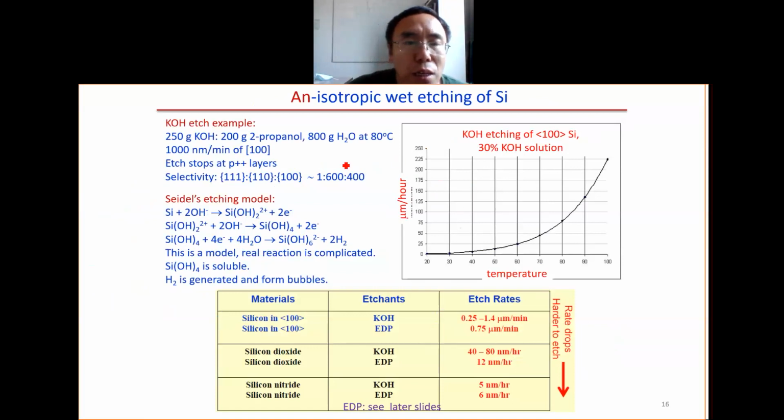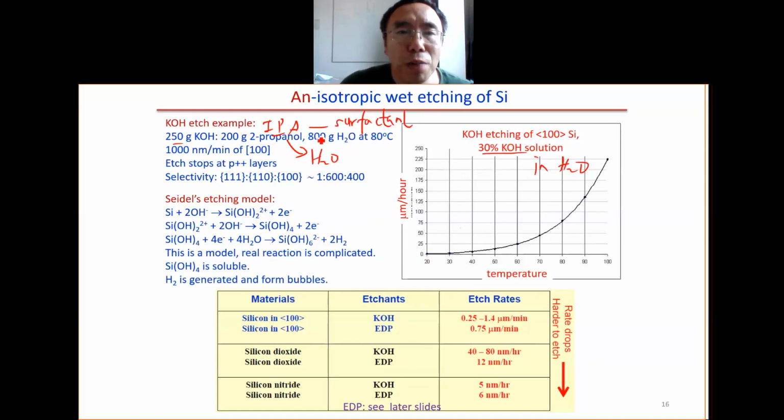For example, we take a combination of 250 gram KOH and 200 gram of IPA. This isopropanol is also called 2-propanol. This one can be replaced by water, so we do not have to add IPA. If we have KOH in water, this will also work. For example, this one is 30% KOH in water, no IPA. So IPA is kind of a surfactant.